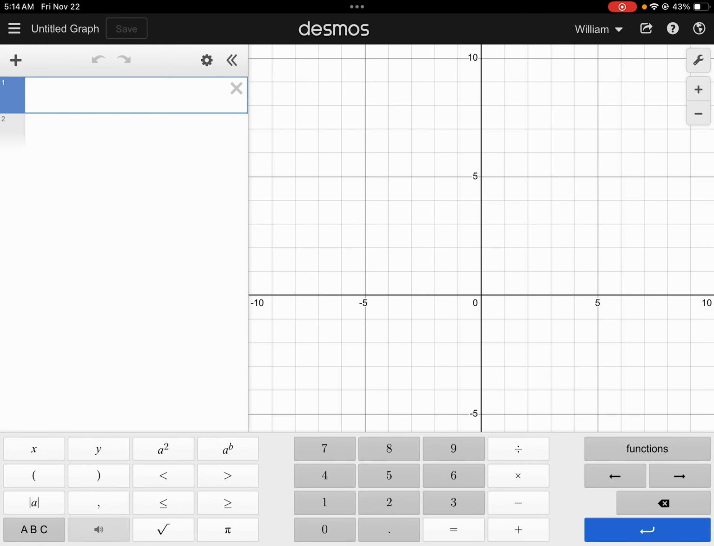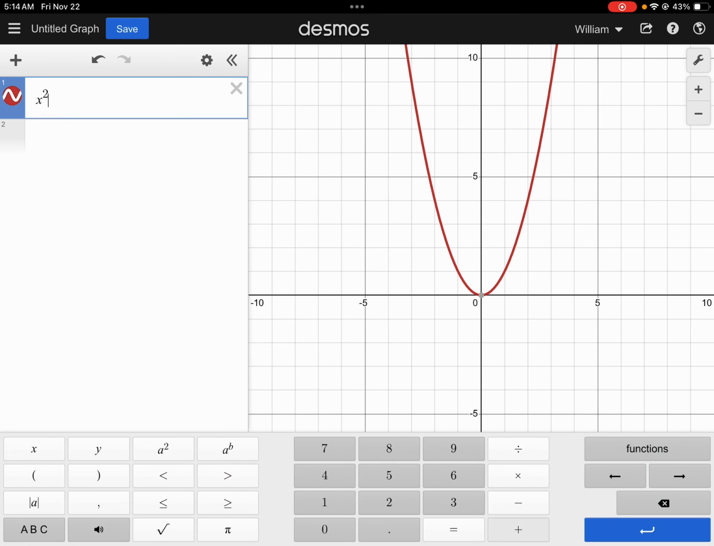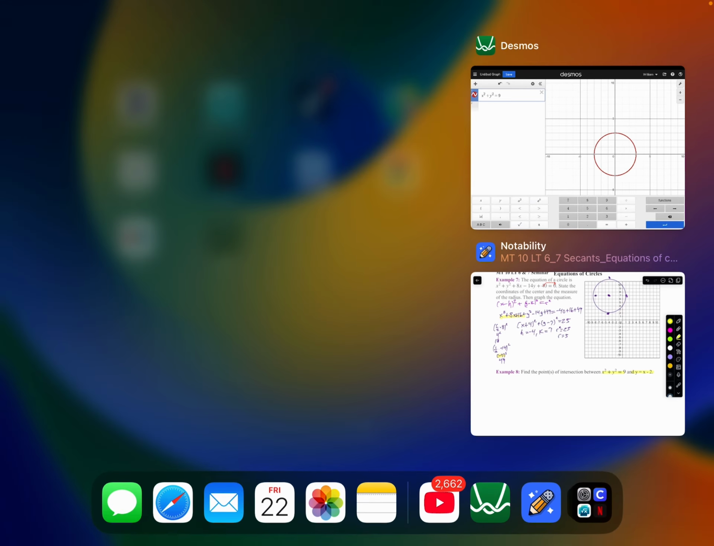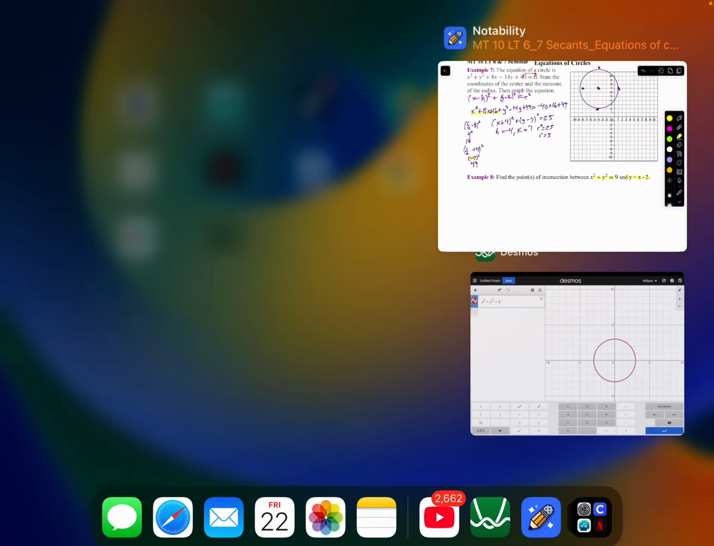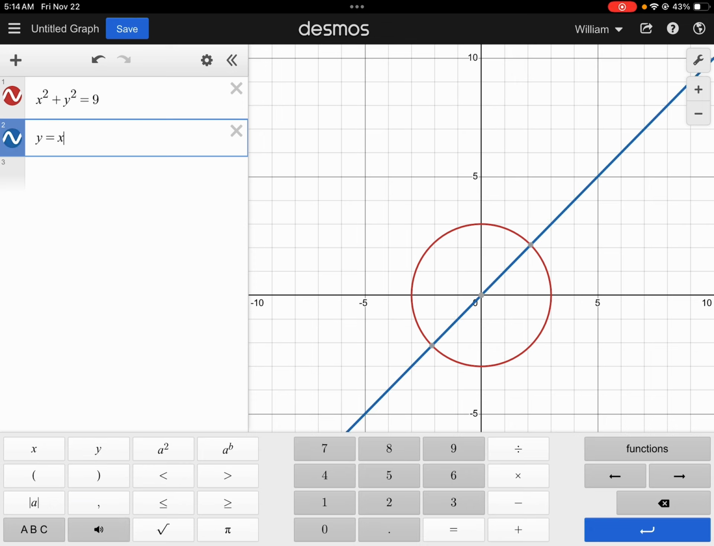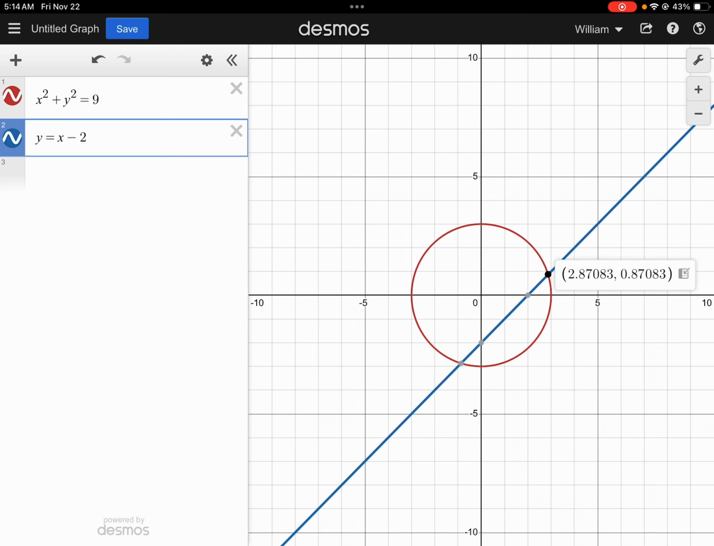And the nice thing about Desmos, you can just type that in. x squared plus y squared equals 9. There is my equation, my circle. My other line is y equals x minus 2. I guess I could make you do this by hand, but we'll use Desmos. And the nice thing about Desmos, it gives us a little bit more accurate answer because these are not going to be nice numbers.